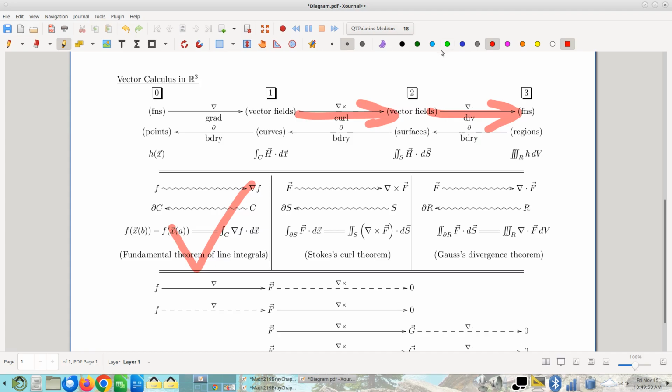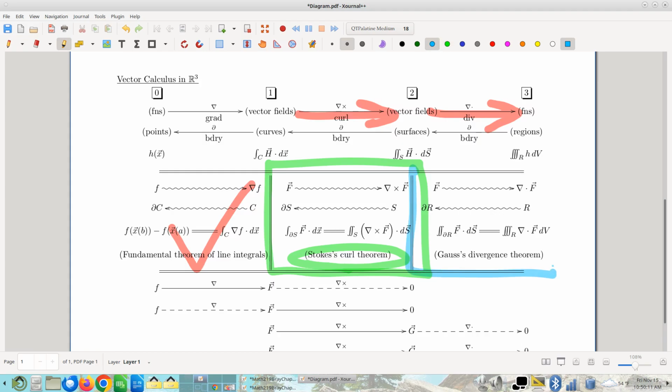So as you can predict from the diagram, we're going to find a theorem. It's going to be called Stokes' curl theorem, that fits in right here. It's going to follow the exact same pattern that we've already seen for Green's theorem and the fundamental theorem of line integrals. And we're going to find a theorem right here called Gauss's divergence theorem. Again, it's going to follow the exact same pattern.